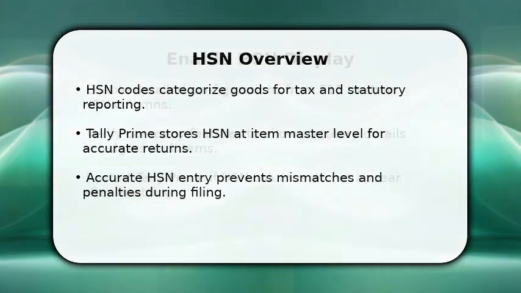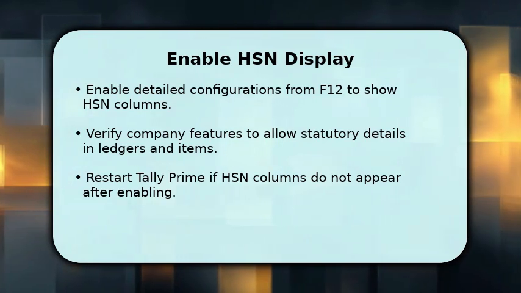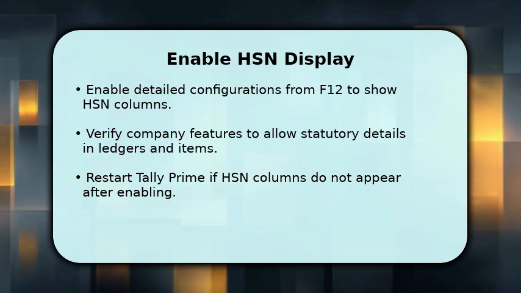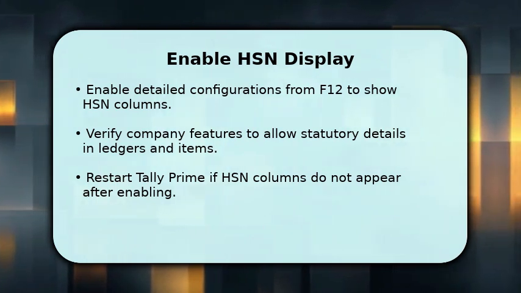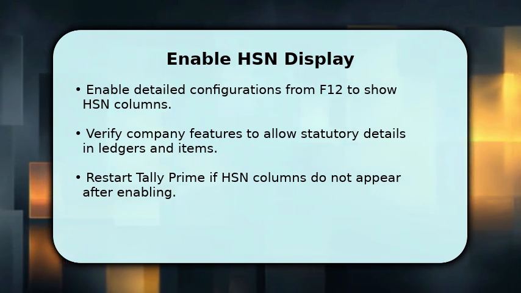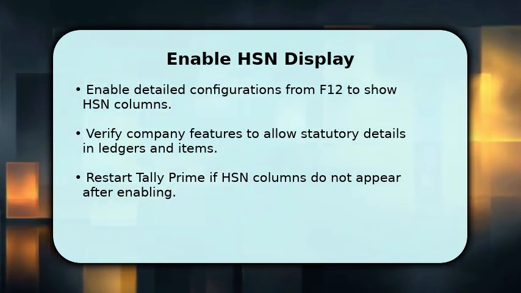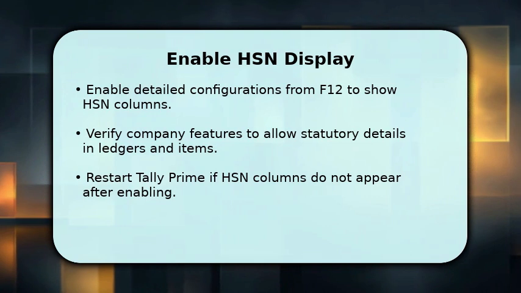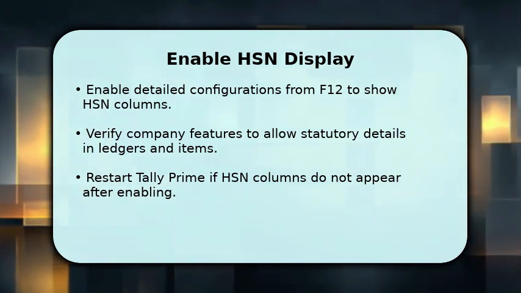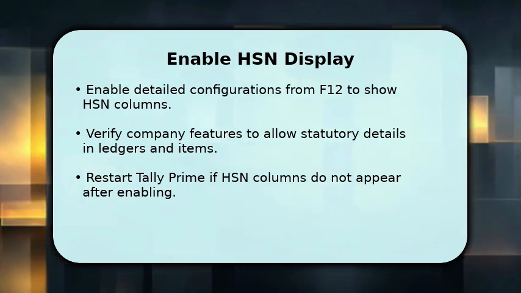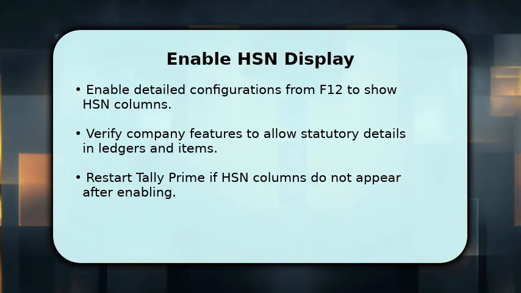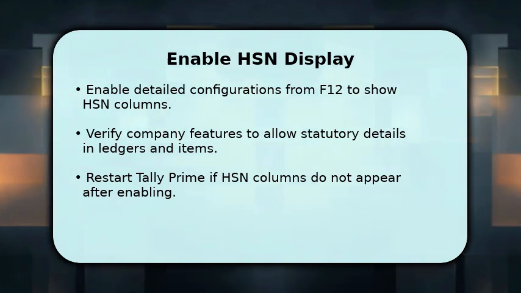Open Tally Prime and access Company features, then press F11 or F12 to toggle statutory settings. Ensure Goods and Services Tax features are enabled so HSN fields appear in Item Masters. Save settings and return to Gateway of Tally. If HSN still does not show, close and restart Tally Prime for the configuration to load properly. This step ensures the HSN details are visible and editable across your inventory records.